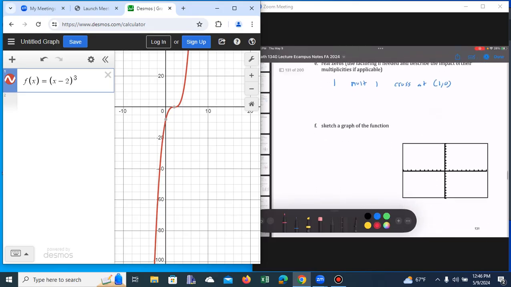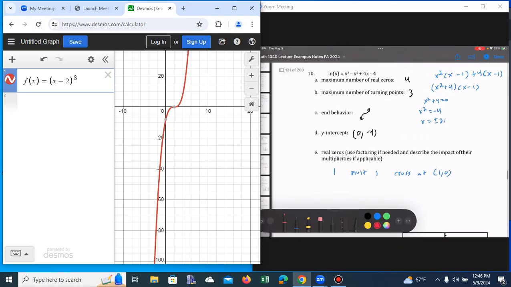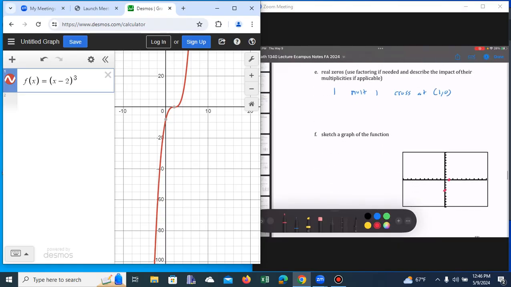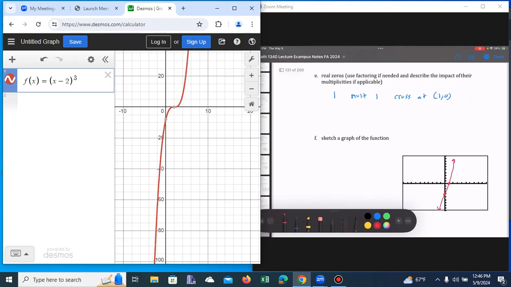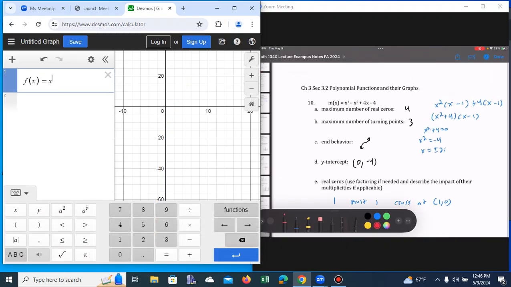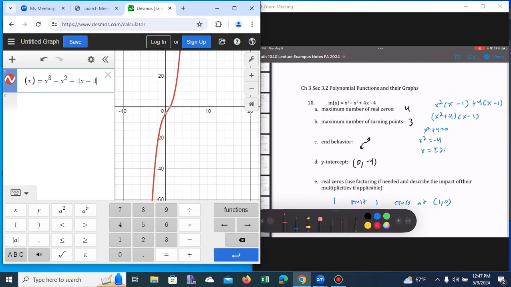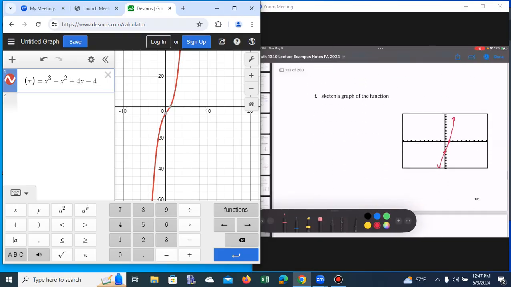So we're going to graph this. Crosses at (1, 0). Crosses at (0, -4). Has an upwards type snake to it. Looks something similar to that. And we'll graph it in here. Again, something similar to one we had. Not much to it based on everything we found, but we can still get a good idea what this sketch looks like.